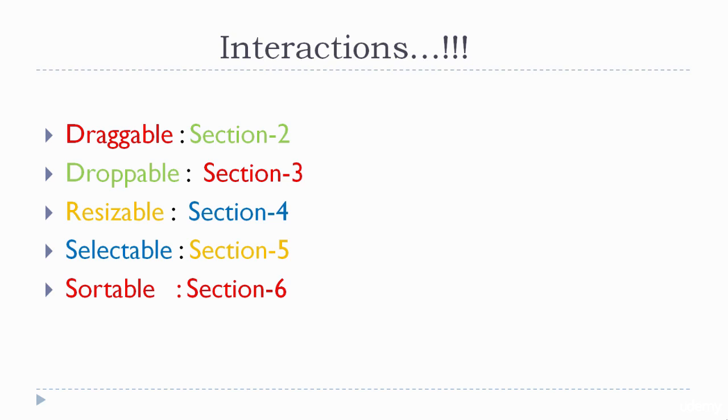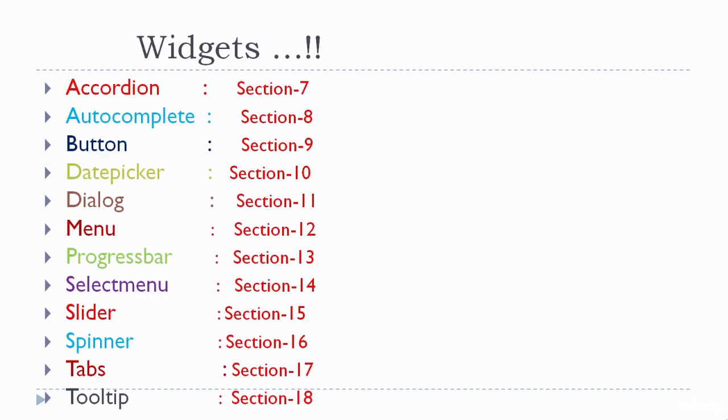Now section 6 deals with the sortable part, how we can sort, like we have to sort 1 after 2 or 3, or we have to sort 3 before 2. In this way we can sort using this. So section 6 will all deal with the part of sortable. Now this is all about the interaction part. The second part is widgets.